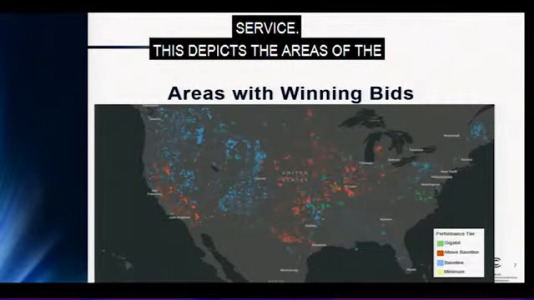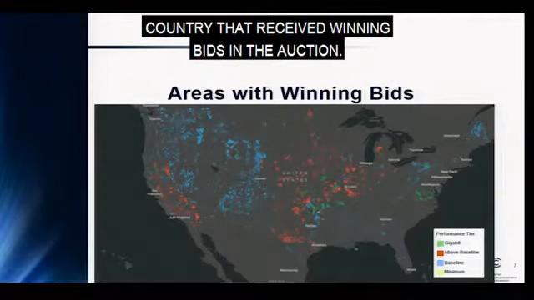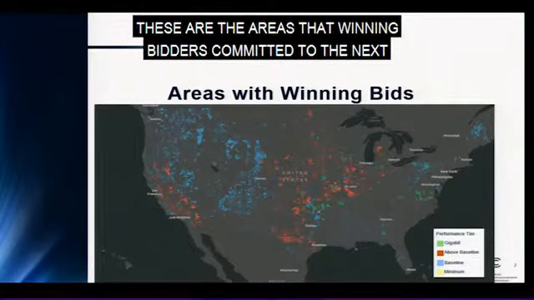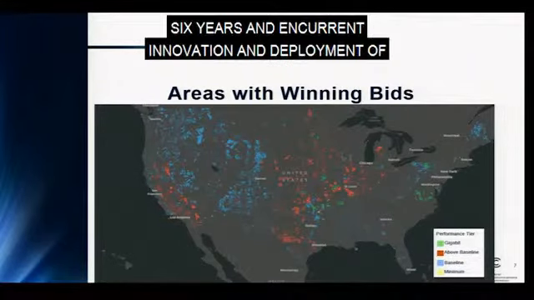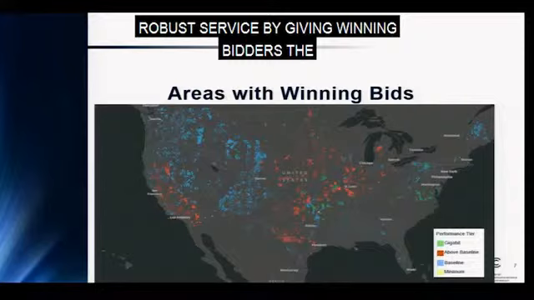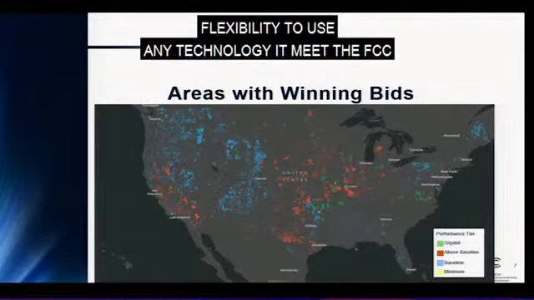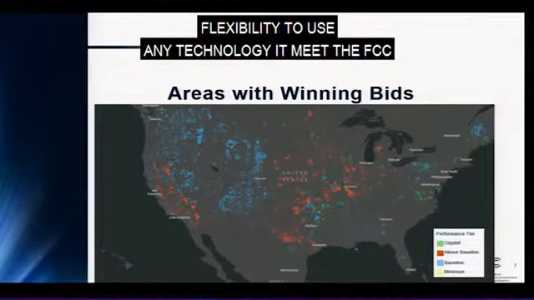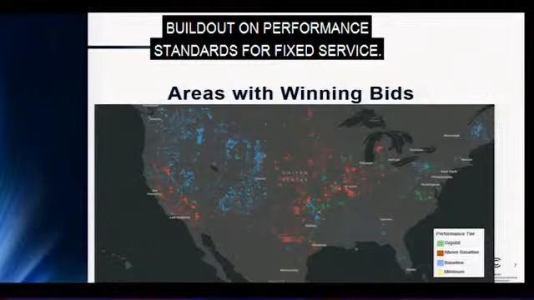This map depicts the areas of the country that received winning bids in the auction. These are the areas that winning bidders have committed to serving over the next 6 years. The auction encouraged innovation and deployment of robust services by giving winning bidders the flexibility to use any technology or multiple technologies to meet the FCC's build-out and performance standards for fixed service.